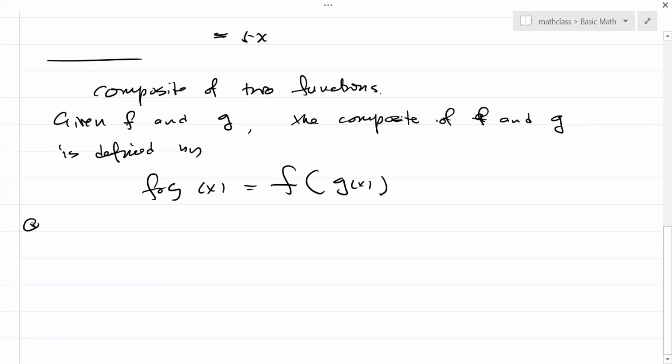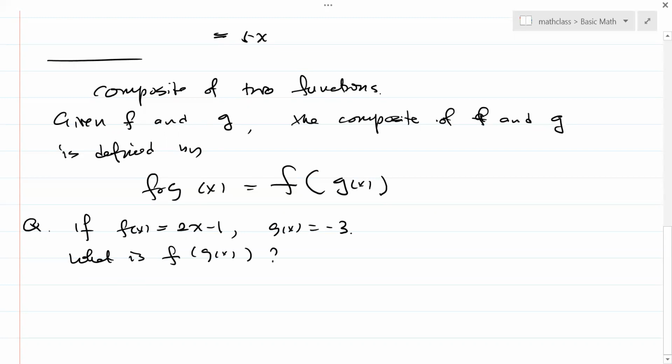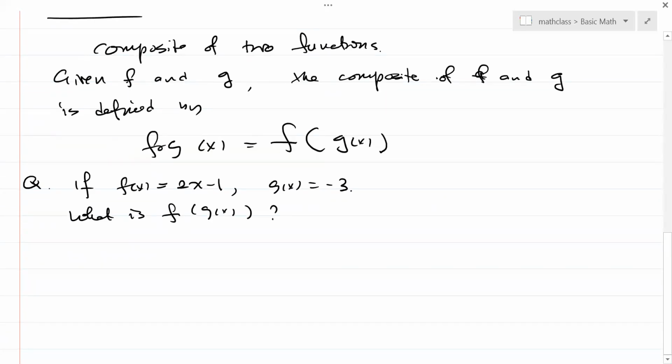All right, so let me give you an example. This is an example from the book. If f of x equals 2x minus 1, from the homework, and g of x is given as negative 3, what is f of g of x? This really means the composite of two functions. Sometimes we will ask, what is f circle g, something like that? The little circle means the composite of these two functions.